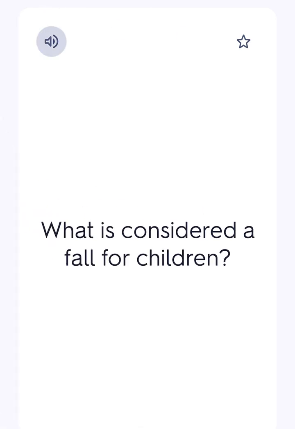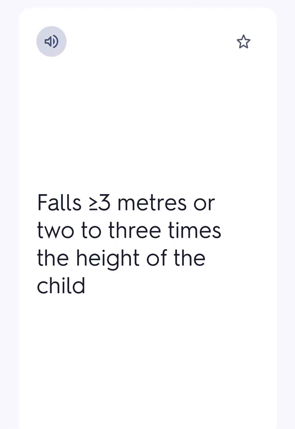What is considered a fall for children? Falls greater than or equal to 3 meters or 2 to 3 times the height of the child.